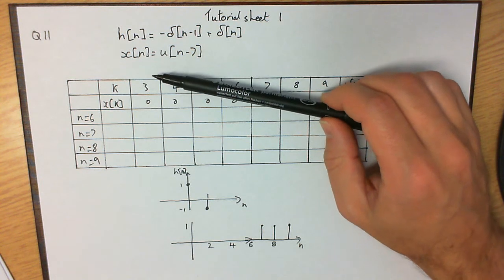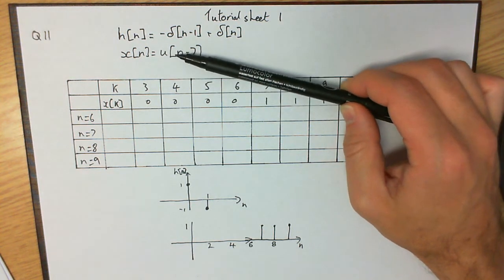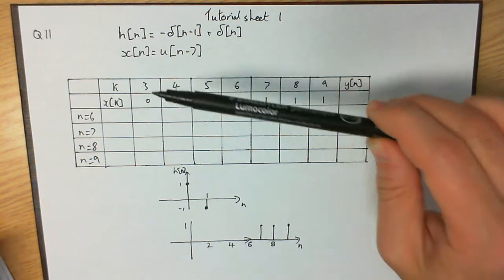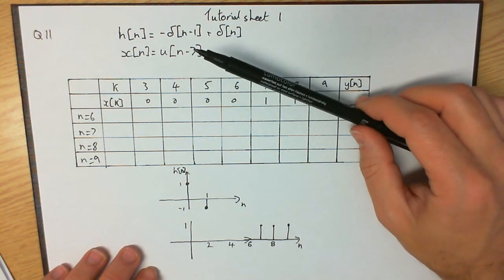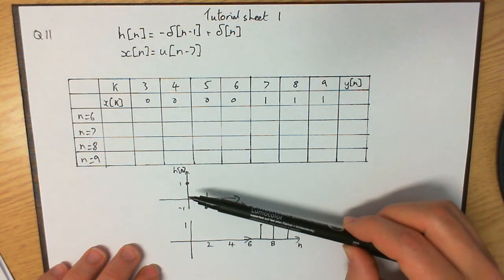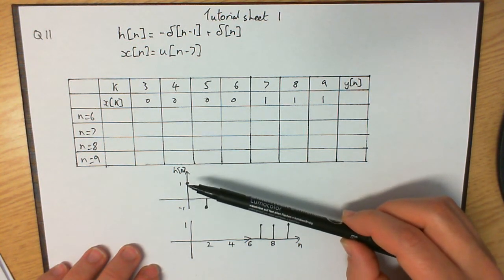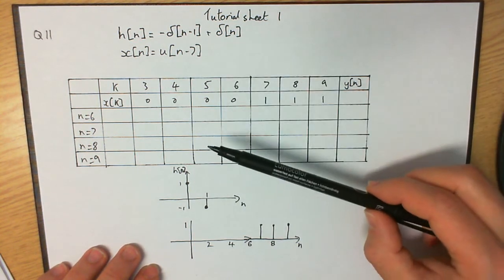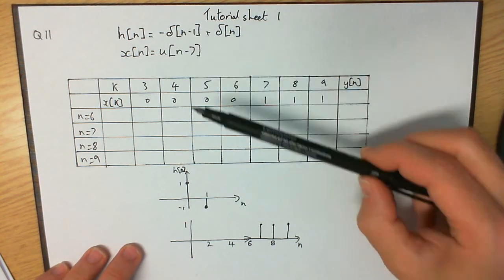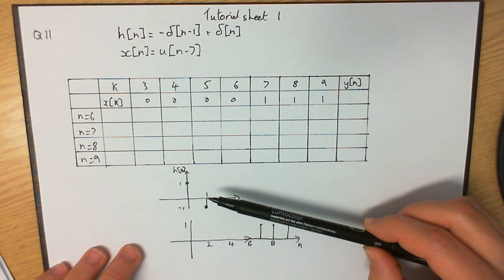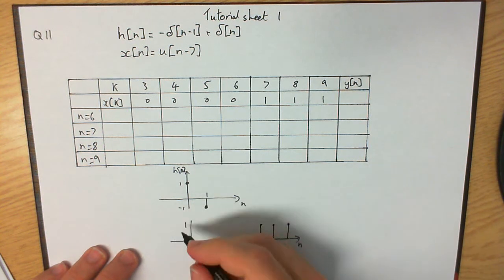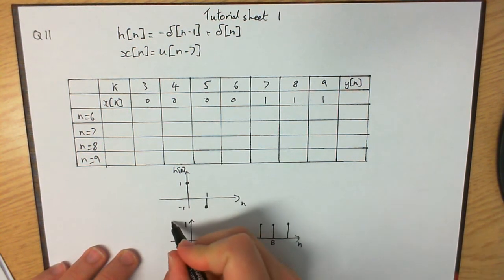to show that the system acts as an edge detector by using this function u of n minus 7 as the input. Well, first of all, we need to know what these two functions look like, and I've sketched these already down here. So we have h of n versus n. So we have our first impulse, which is at n equal to 0, and our minus impulse function, so it's got a negative at n minus 1, so it's shifted to n equals 1. So that's what h of n looks like.